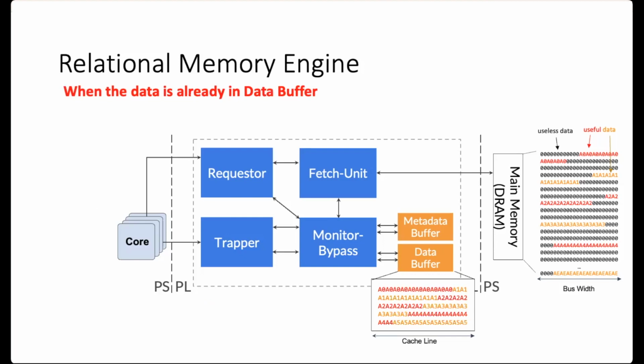When the data is already in the data buffer, the monitor bypass knows the requested data is ready by checking the metadata and notifies the trapper, and the trapper transfers the data to the CPU. The entire process is automatically handled by the relational memory engine itself. The CPU only sees the ephemeral variable.